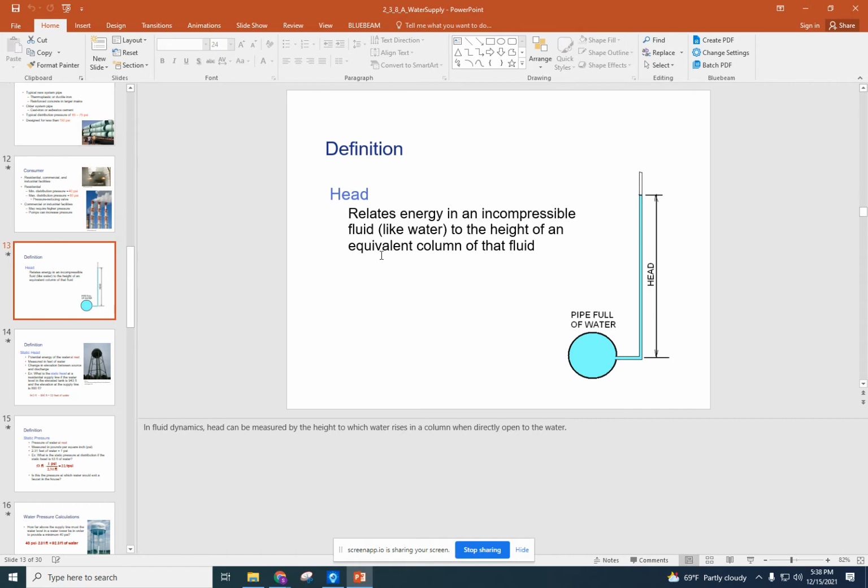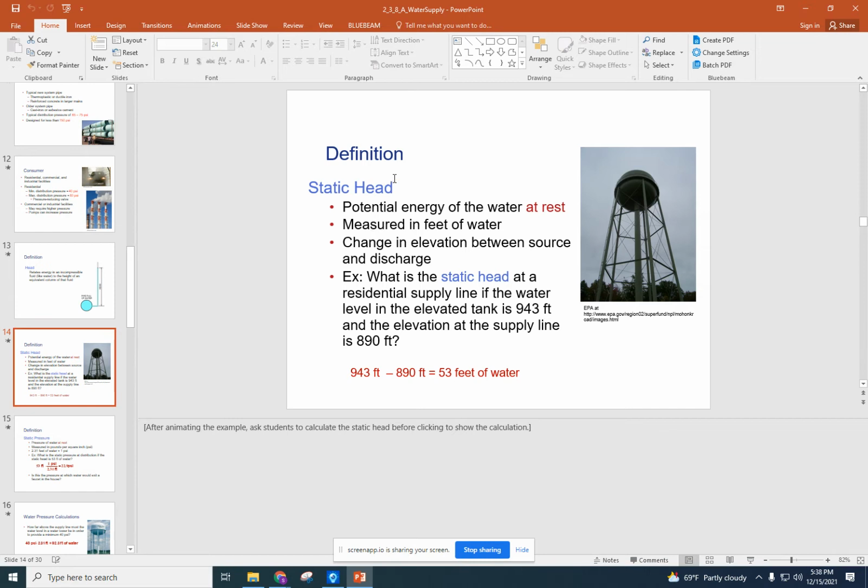So we want to talk about what head is. Head relates the energy of an incompressible fluid like water to the height of an equivalent column of fluid. So this pipe full of water will keep this much water suspended in this column. Again, I don't want to get too deeply into that, but we will start our calculations by calculating what we call static head, and that is basically the elevation difference between the water in a water tower and where it comes out of either a water main or a fixture in our house.